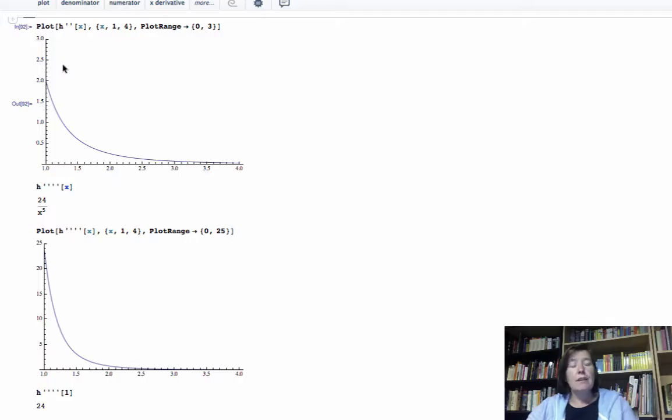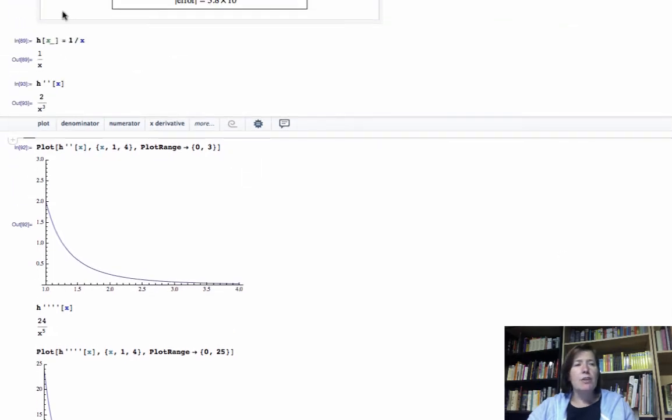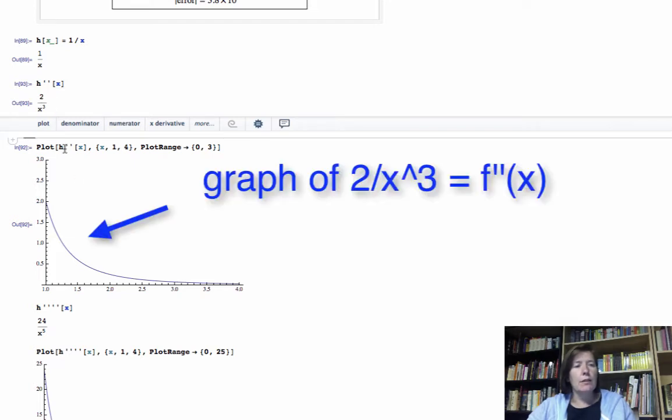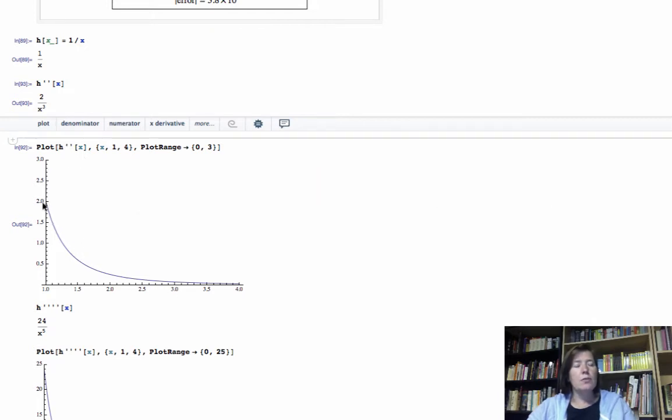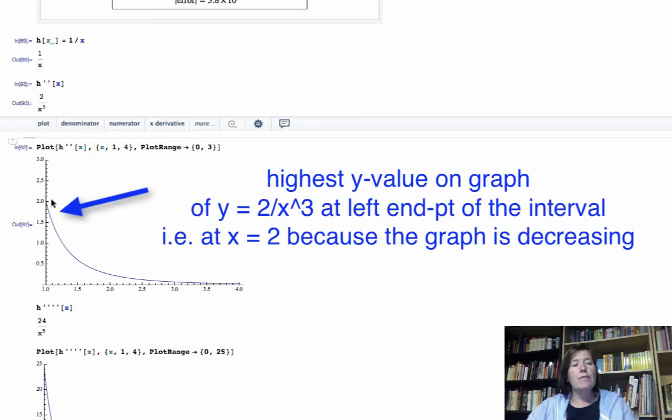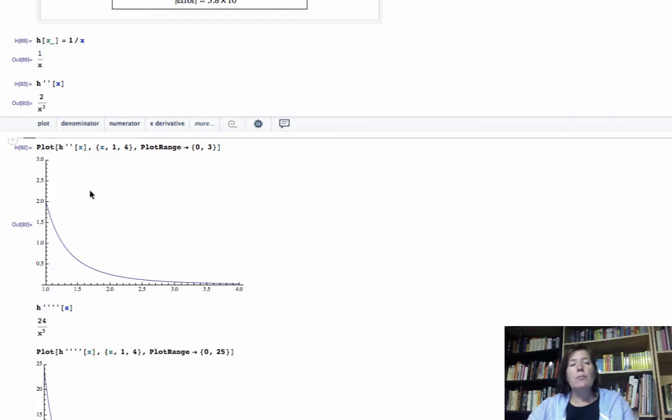Just to give you a graphical explanation of how we found this k, remember our function was h of x or f of x equals 1 over x, and its second derivative is 2 over x cubed. And here we've drawn the graph of the second derivative, which is 2 over x cubed, and we see it's decreasing on the interval from 1 to 4, and the highest point on the function is at the left endpoint. Now all of this we deduced by taking the derivative of this function 2 over x cubed.